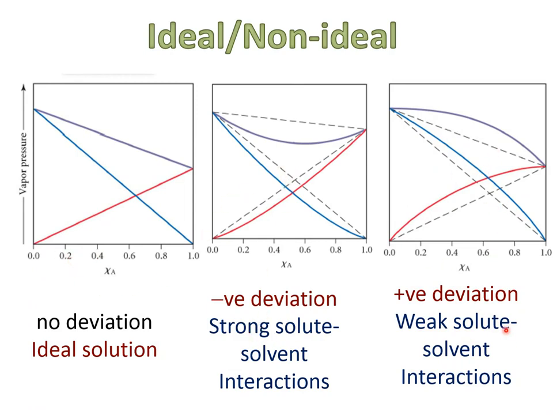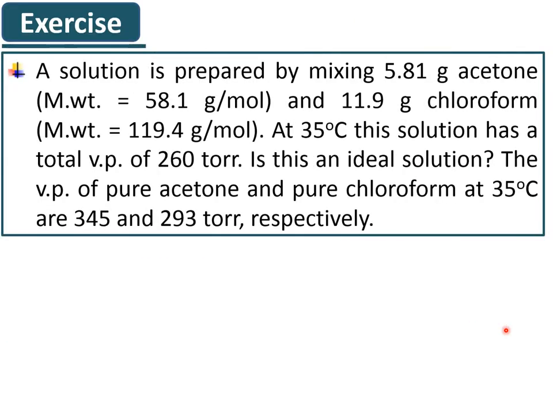Okay, exercise. A solution is prepared by mixing 5.81 gram acetone and 11.9 gram chloroform at 35 degrees, and this solution has a total vapor pressure of 260. Is this an ideal solution? He is giving here the vapor pressure of the solution, 260. This is the real vapor pressure of the solution. And he is asking now, is this an ideal solution?